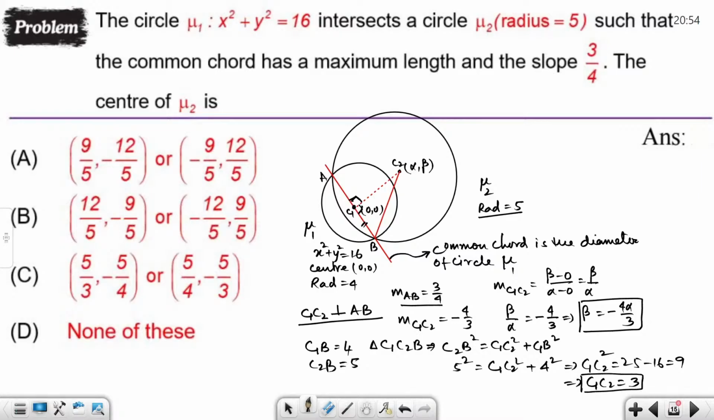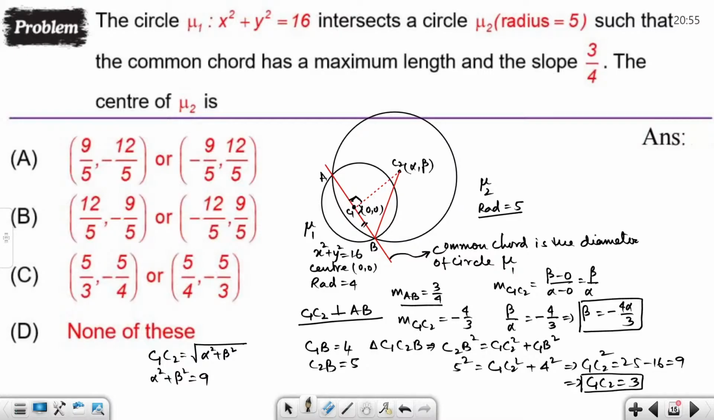That is, the distance between the center of mu2 and the center of mu1 is 3 units. And the distance between C1 and C2 we can find in another way. It can be written as root over alpha square plus beta square. So now we can say that alpha square plus beta square is basically 3 square, which is nothing but 9. Am I correct or not? We also got that beta is minus 4 alpha by 3.